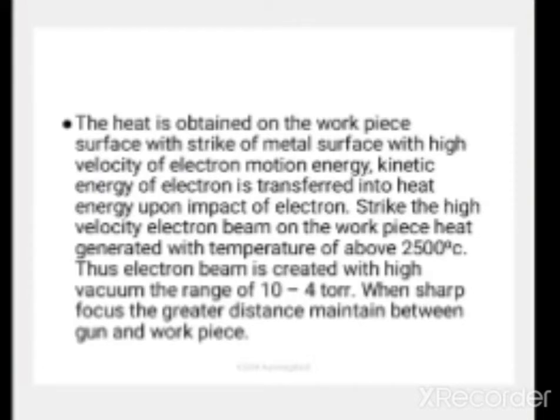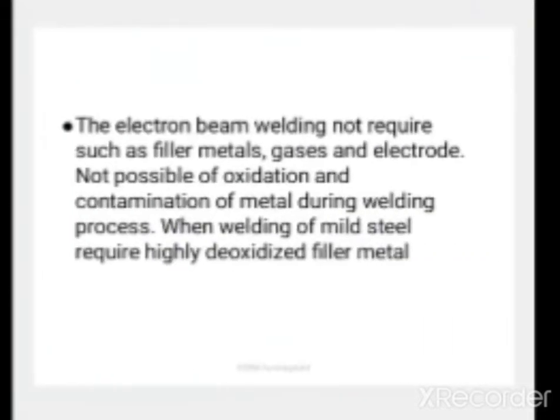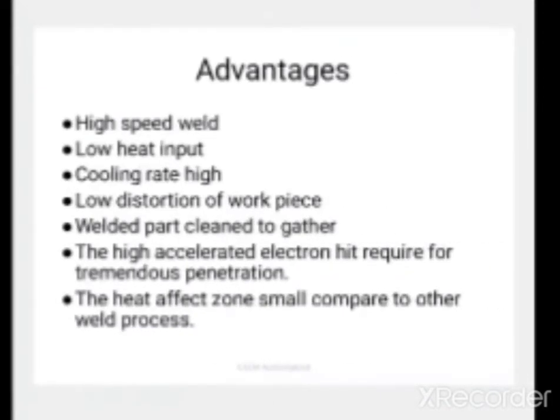Thus, the electron beam is created with high vacuum, in the range of 10 to the power minus 4 torr, with sharp focus even at a large distance between the gun and the workpiece. Electron beam welding does not require filler material, gases or electrodes. There is no possibility of oxidation and contamination of metal during the welding process. When welding mild steel, a highly deoxidized filler metal is used.